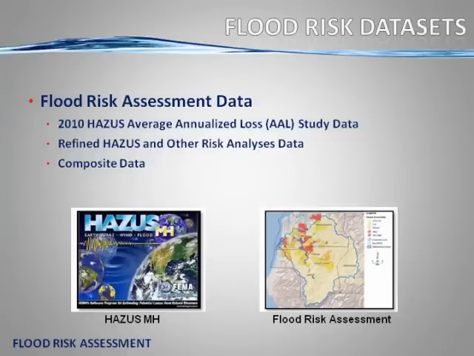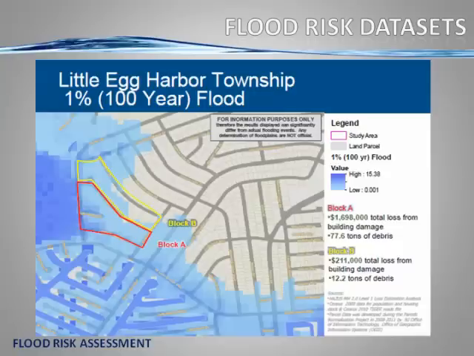And the flood risk assessment data, this is the HAZUS software. That's where it comes from: the average annualized loss, and refined HAZUS and other risk analysis data, and it composites it all into the flood risk assessment. This is Little Egg Harbor. Just want to give you an idea what the flood risk assessment might look like. Block A, Block B. If you look at the 100-year flood depth grid, Block A is affected by much deeper water.